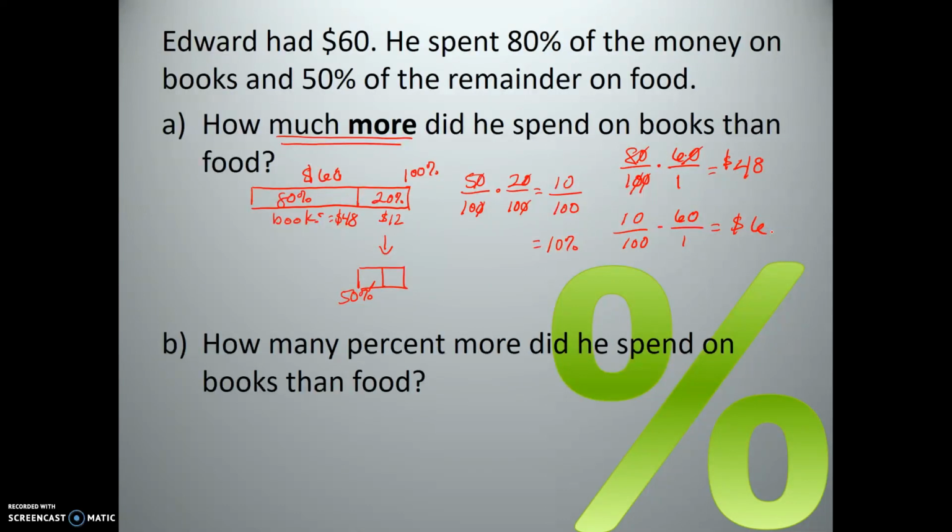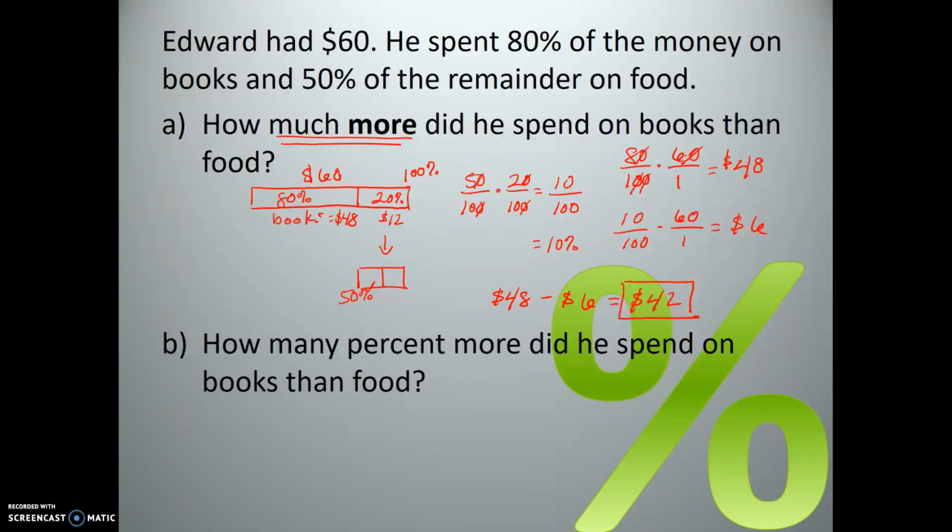My question, though, is how much more did he spend on books than on food? So I need to set up an equation to find that answer. So $48 minus $6 is going to be $42. So he spent $42 more on books.